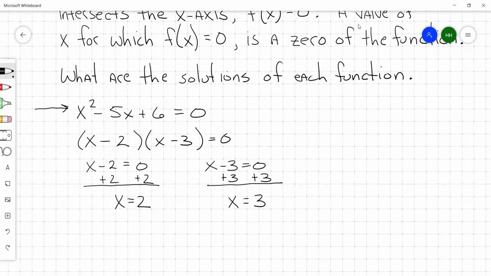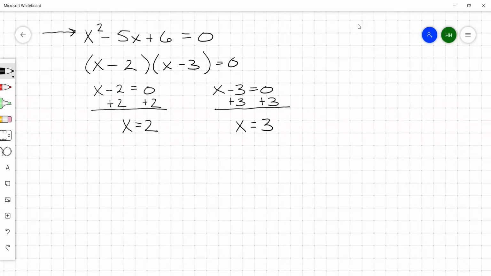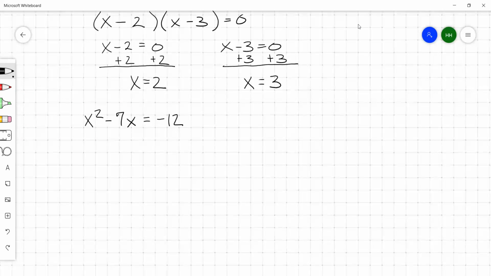All right, so now you'll get the function in this format: x squared minus 7x is equal to negative 12. When you're given the function in this format, let's get all the terms on one side of the equation. So if you add 12 to each side, what you get is x squared minus 7x plus 12 is equal to 0.